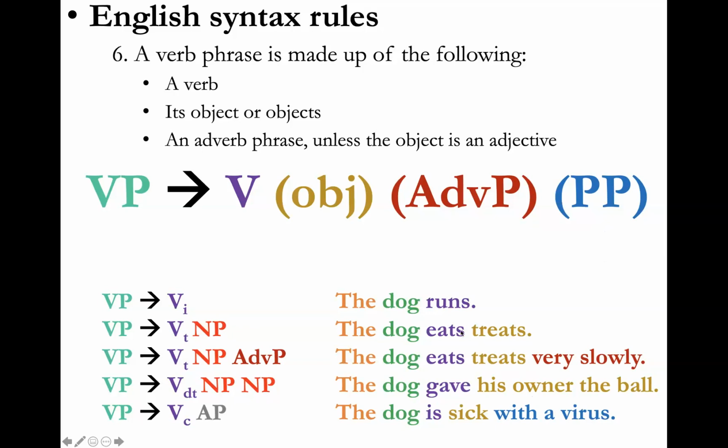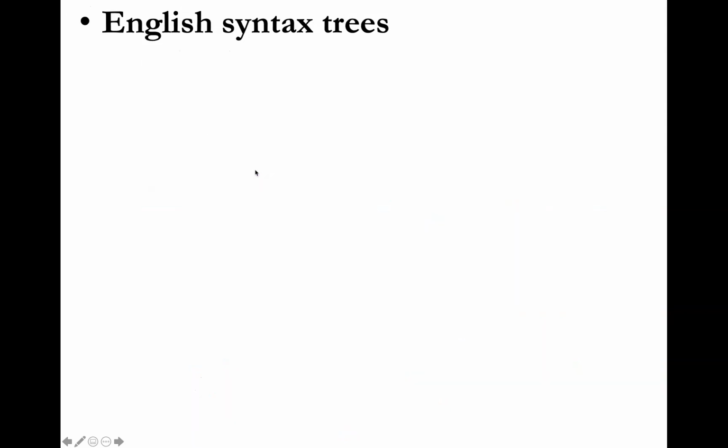You could also say up here, the dog runs quickly, add an adverb phrase. The dog runs quickly into the house. That would be verb, adverb phrase, prepositional phrase. You could say, the dog eats treats quickly in the bedroom. Prepositional phrase, right? That would be valid as well. So again, these pieces are very modular. You can have some but not others. As long as you have the pieces that are not in parentheses in any of these rules, you're good. Okay.